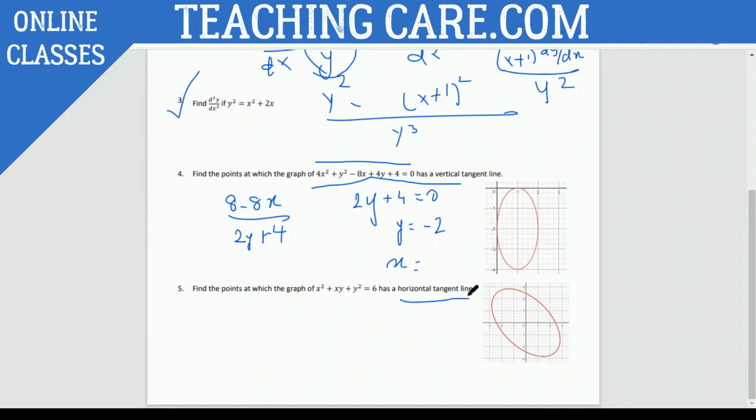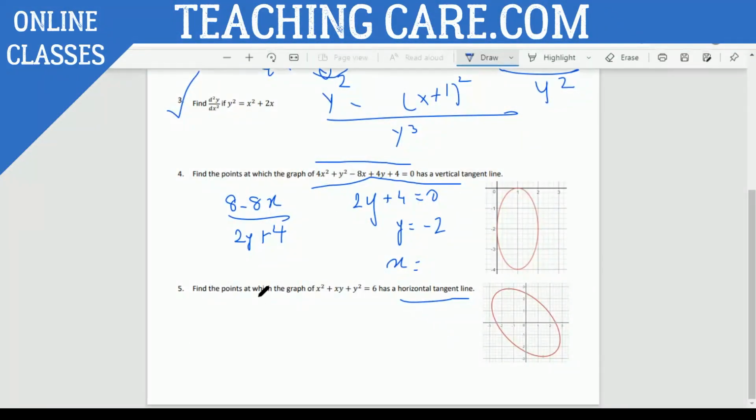Same way for the horizontal tangent line. For this dy/dx, you will find it out, but you will equate here the numerator to 0 and find the values of the denominators. Okay? Okay.